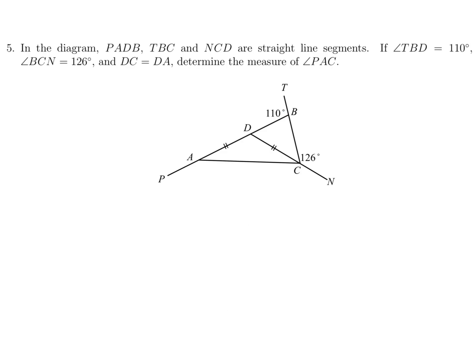In the diagram, PADB, TBC, and CD are straight line segments. If TBD is 110 degrees, BCN is 126, and DC is equal to DA, determine the measure of angle PAC. So this is what we know as angle chasing. And let's begin. So where do I go here? Well, if this is a 110, then this has got to be 70, since those two angles have to add up to 180. If that's 126, then that's got to be 54, since 54 plus 126 add up to 180.